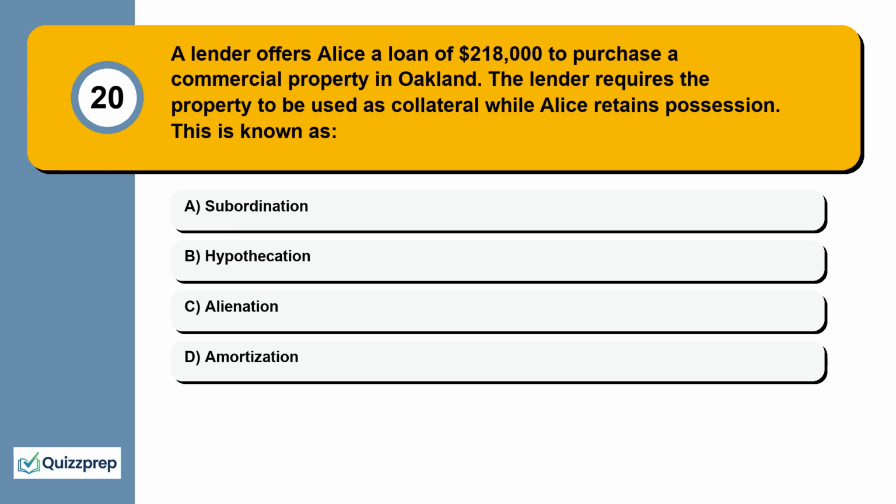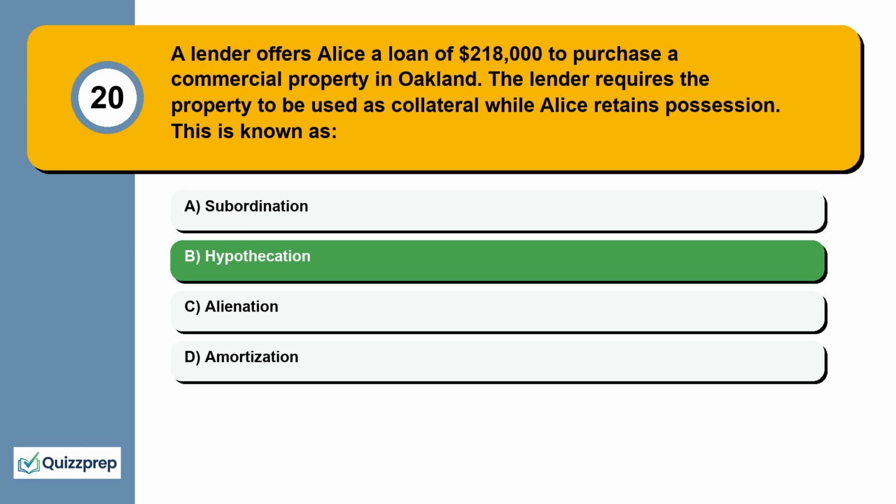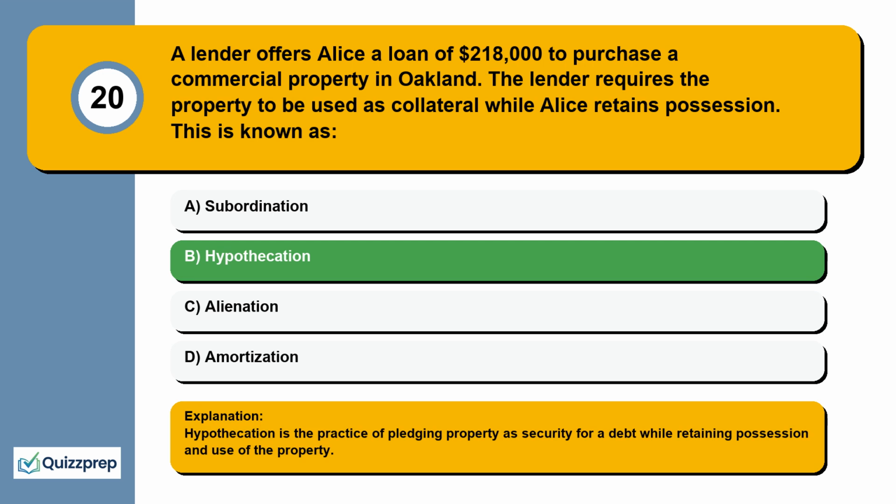Question 20. A lender offers Alice a loan of $218,000 to purchase a commercial property in Oakland. The lender requires the property to be used as collateral while Alice retains possession. This is known as subordination, hypothecation, alienation, amortization. Hypothecation is the practice of pledging property as security for a debt while retaining possession and use of the property.